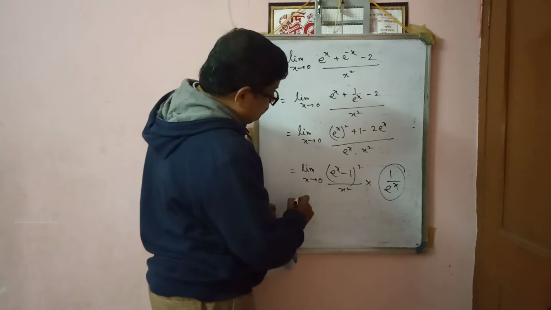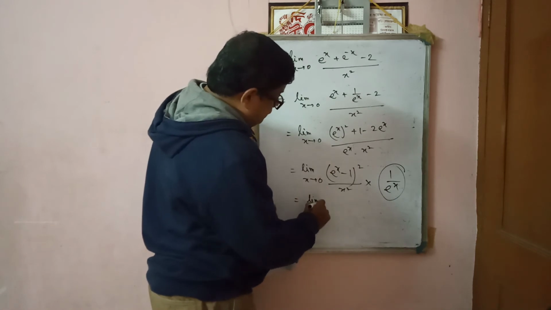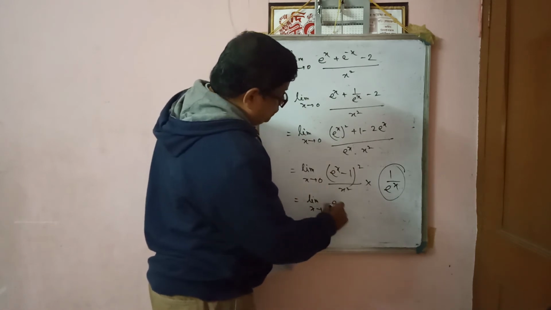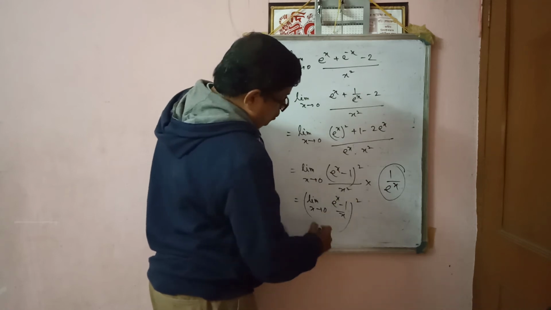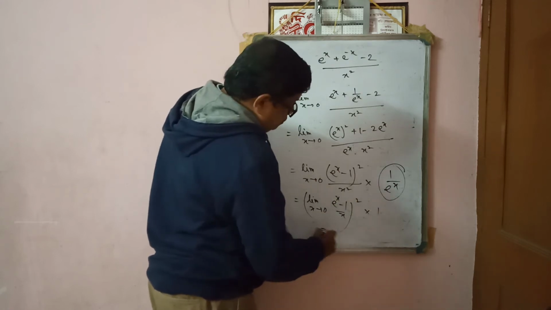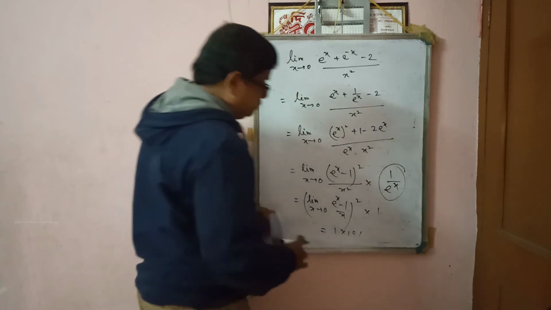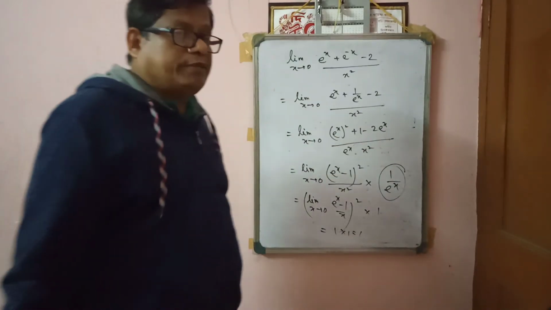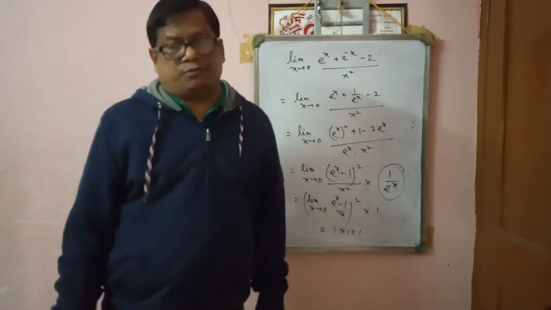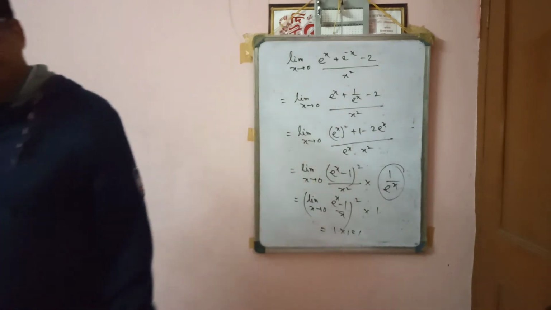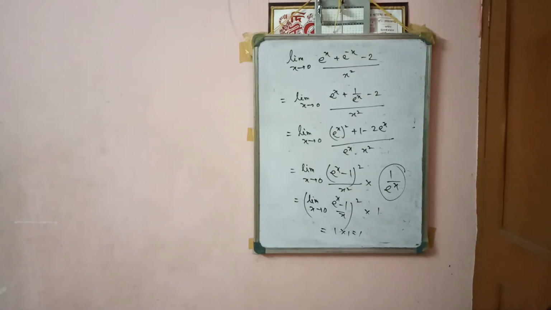Okay. Now this part you can write limit x tends to 0 of (e to the power x minus 1 by x), okay, whole square, no? So this will be into 1. So 1 into 1, this is 1. E to the power x minus 1 by x, all of you know is 1. Okay. So the total limiting value is 1.